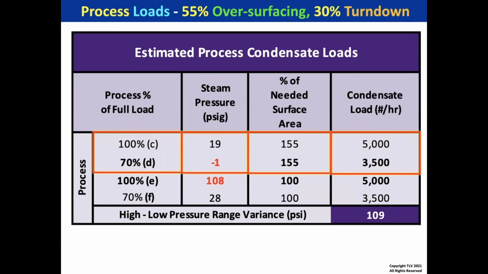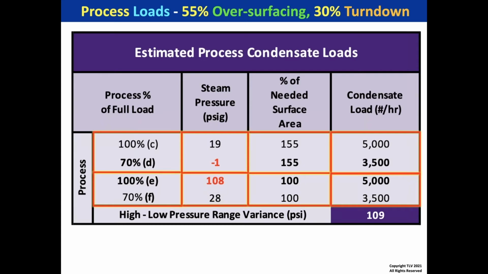Now take a look at the steam pressures. Because we have so much surface area, at full load, the pressure drops down to 19 to balance with the demanded heat. And at 70% of load, it drops down to -1. We're in vacuum. But as the equipment becomes fouled, the UA value drops down to the point where it's similar to having an area of only 100% of surface area. That's the bottom chart.